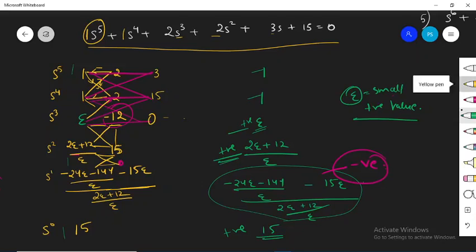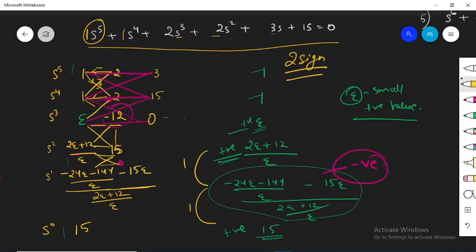So you can see that there is a jump: this is one sign change, from positive to negative, and then negative to positive, so another sign change. So there are basically two sign changes in this case, and hence we can say that there are going to be two poles on the right hand side of the S-plane.